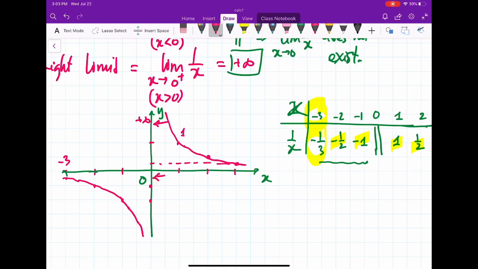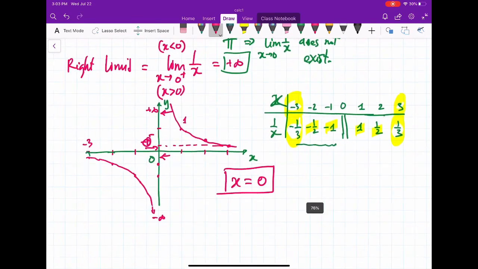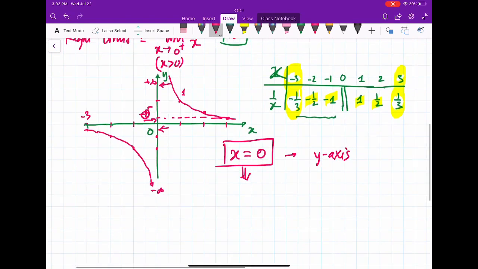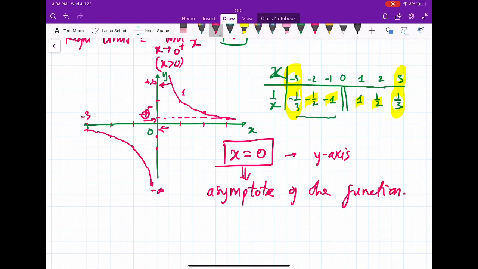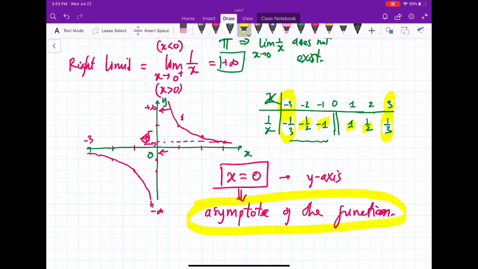So you can see, actually, the graph of the function approaches positive infinity when x approaches 0 from the right. And this part will approach negative infinity when x approaches 0 from the left, right? And in this situation, x equal to 0 is the vertical line, and that is the y-axis, right? This axis is called the asymptote of the function. So we know about this already, right? But this is the first time we are talking about the asymptote of a function.